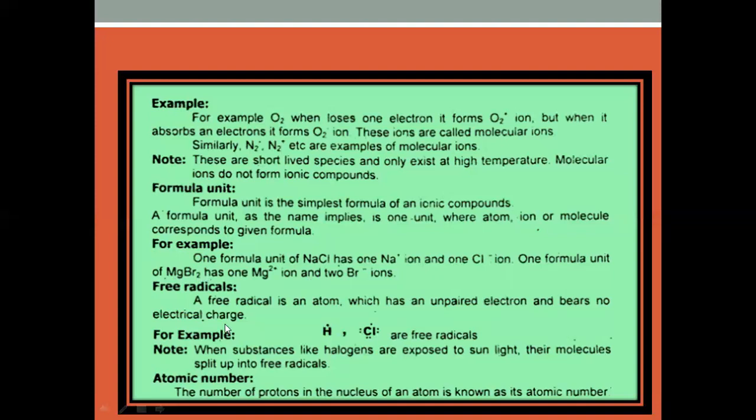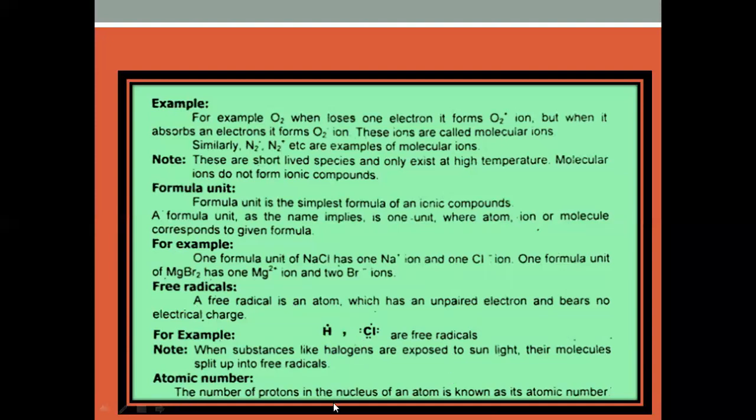Free radical. A free radical is an atom which has an unpaired electron and bears no charge. You can see one electron, an odd number, seven electrons, an odd number. These are free radicals. Again, they are highly reactive, and they form in the presence of sunlight, when molecules split up into free radicals. A Cl2 molecule, when it breaks, will form two chlorine atoms, and each chlorine atom is then called a free radical.